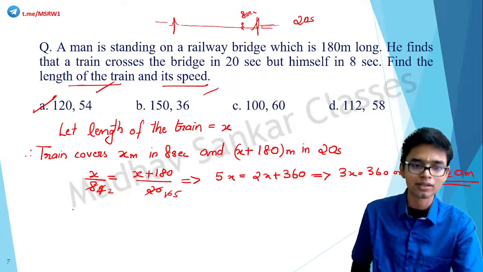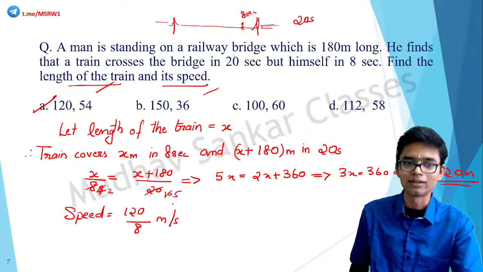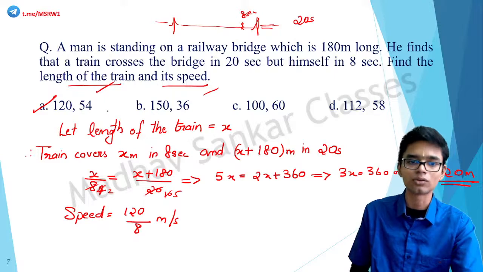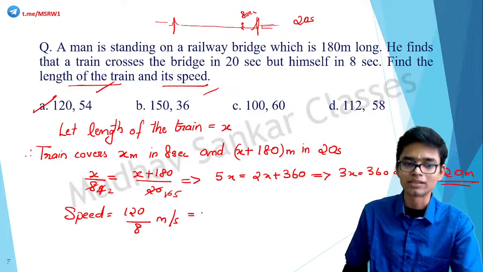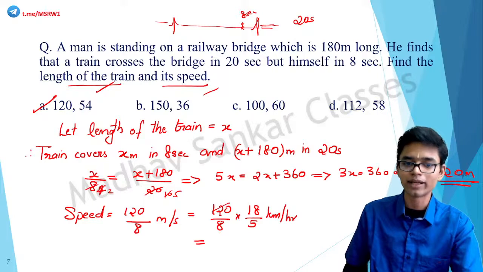But to confirm, to find the speed of the train, how can we find the speed of the train? Speed is equal to how much? 120 divided by 8 meters per second. Correct? But here the options are in kilometers per hour. I forgot to put the unit. It is actually given in kilometers per hour. So simply converting, this is equal to 120 by 8 into 18 by 5 kilometers per hour. And 120 divided by 8 is what? 15. And 3 into 18 is equal to 54 kilometers per hour.